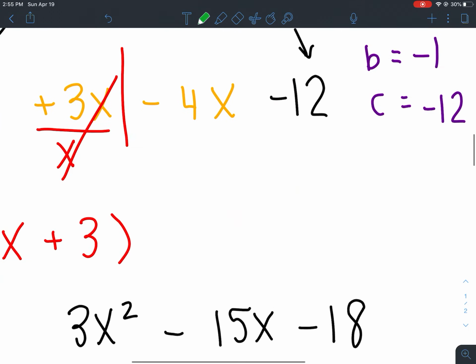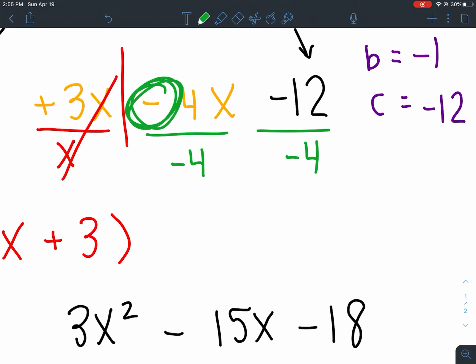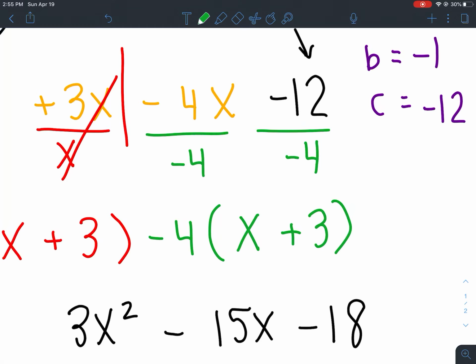Okay, moving on to the next side here. The largest number I can take out of both of these is negative 4. Now, why am I all of a sudden doing negative? Well, if your first term is negative, you want to factor out a negative, and I'll show you why in a second. So if I take out a negative 4, I can't take out any x's, so that's why negative 4 is going outside by itself. Negative 4 divided by negative 4 is going to be positive 1, and I'm left with just a positive 1x. Negative 12 divided by negative 4 is positive 3.